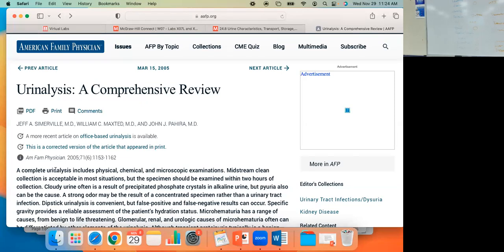So this is the journal. That's what this American Family Physician is. This is the journal, and then the edition of the journal is volume 71, issue 6. And we're done. You can also include the page numbers. I think technically it's supposed to include the page numbers.